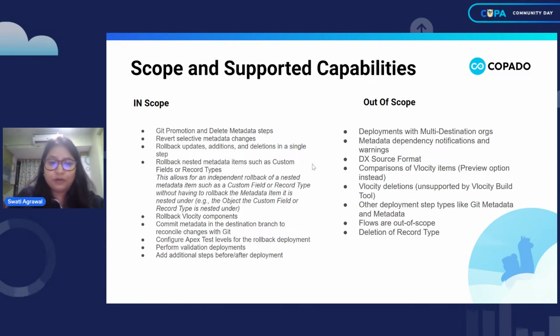Now let's discuss what the out of scope items are. Deployments with multi-destination orgs are not supported. Metadata dependency notifications and warnings are not supported. DX source format is not supported. Comparison of Vlocity items is not supported. You can't delete any Vlocity components. Other deployment steps like git metadata and metadata are not supported. Flows are out of scope. And deletion of standalone record types is out of scope.